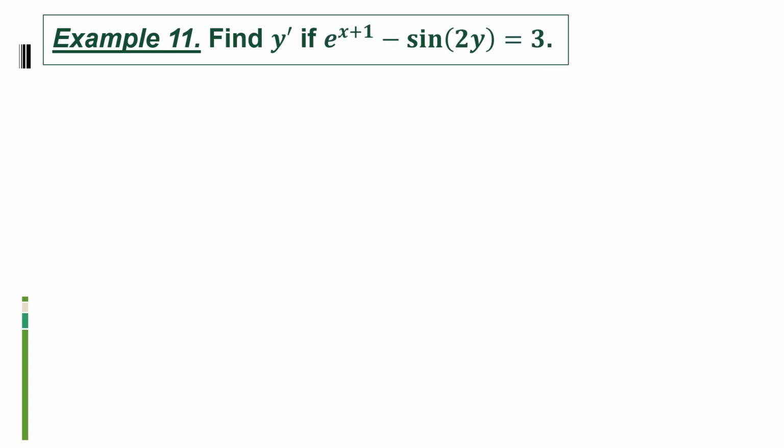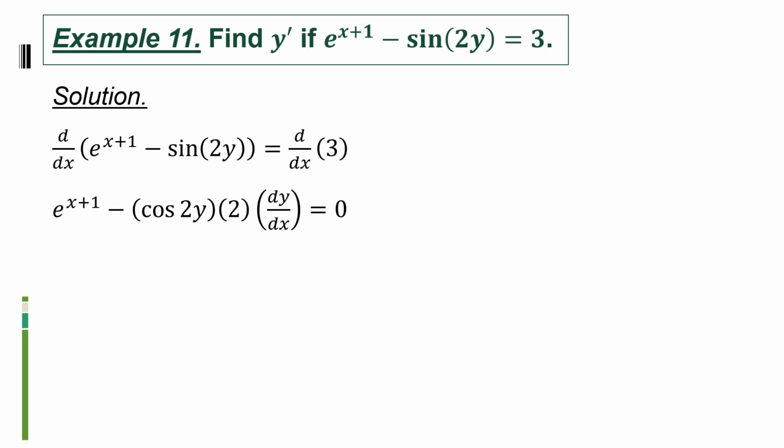Find y prime if e raised to x plus 1 minus sine of 2y is equal to 3. So by differentiating both sides, we have e raised to x plus 1 times 1 yan. Okay, so meron siyang times 1 dito kasi chinain rule natin. So tinanggal ko na. Minus cosine of 2y, okay, times derivative of 2y is 2 dy over dx minus 0. E raised to x plus 1 minus 2 times cosine of 2y dy over dx is equal to 0.